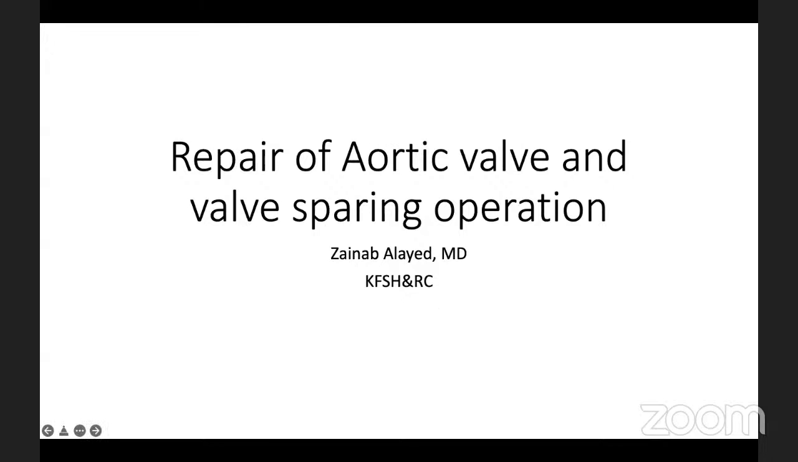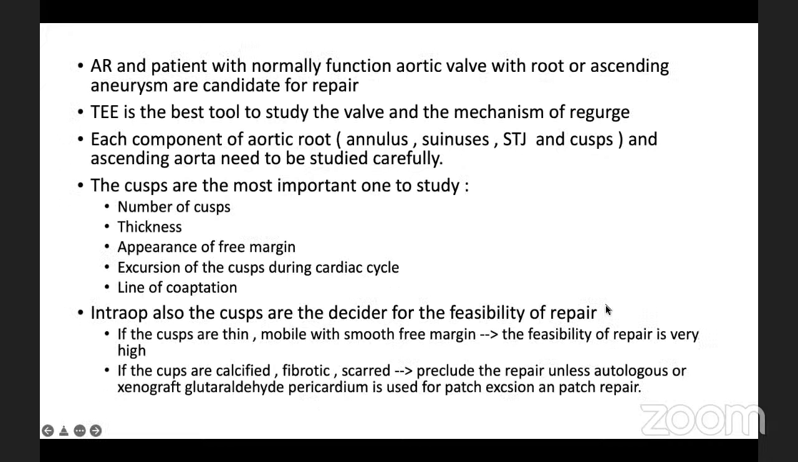So today I'll discuss repair of the aortic valve and valve-sparing operations. Firstly, the candidates for aortic valve repair are patients with aortic regurgitation and a normally functioning aortic valve, with root or ascending aneurysm dilatation. TEE is the gold standard to study the valve and the mechanism of the regurgitation. Each component of the aortic root, the annulus, the sinuses, the sinotubular junction, and the cusps, needs to be studied carefully with the ascending aorta. The cusps are the most important to be studied.